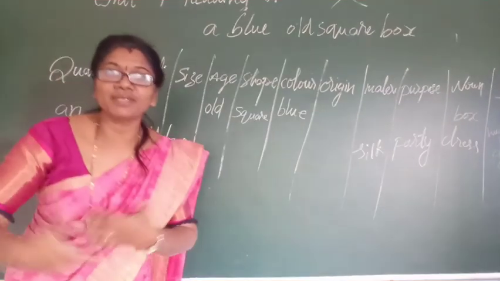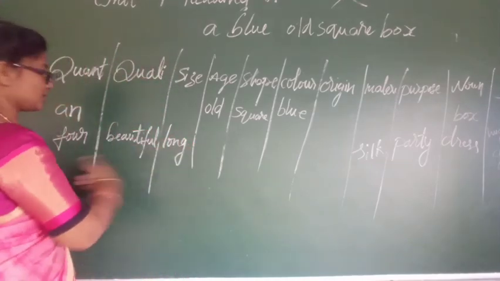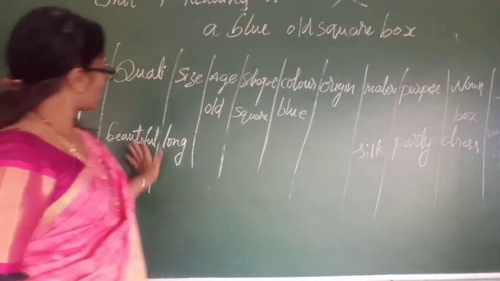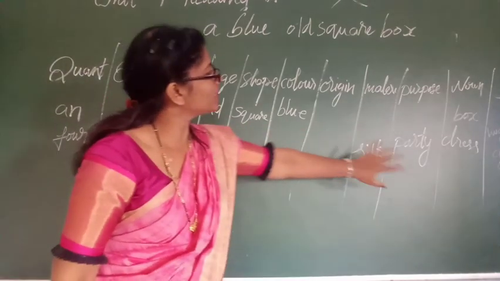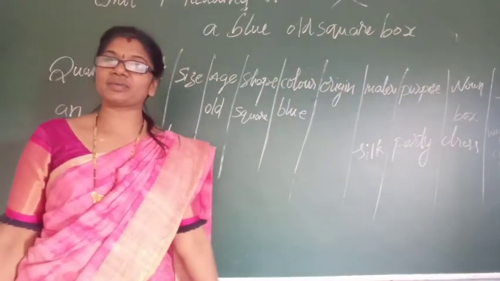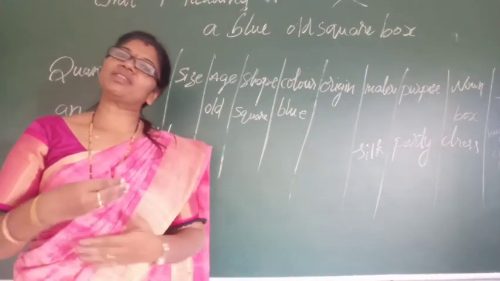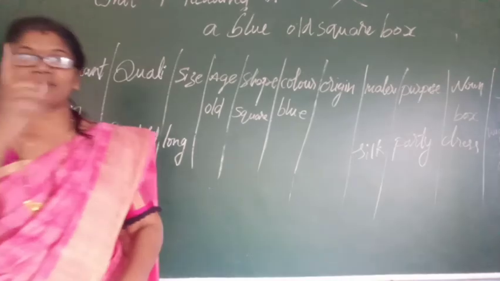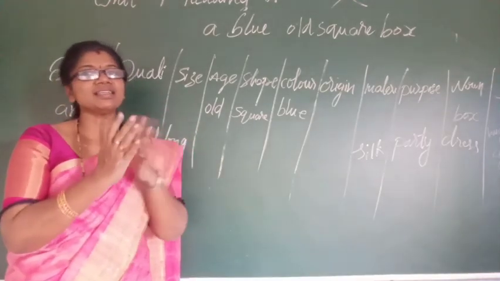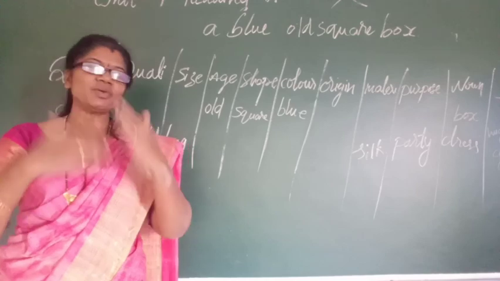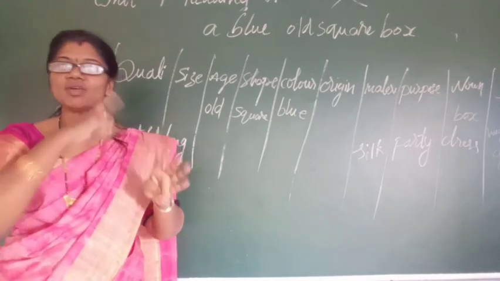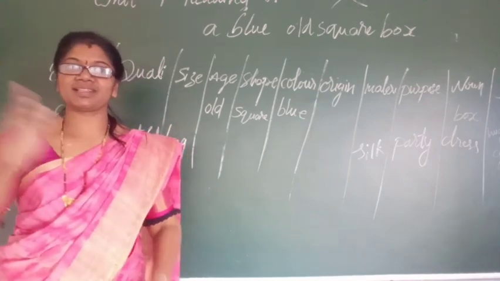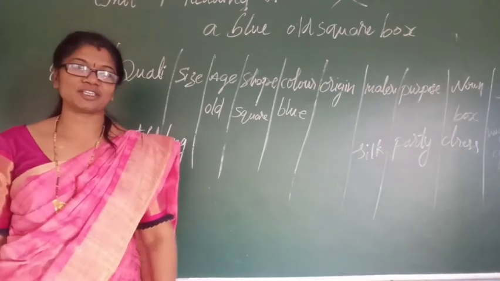Now start with your own examples. You can even describe anyone. You can take one, two, three, up to nine adjectives and do more and more. Come up with your own examples. Children, I hope you have understood, and don't forget the formula QQSASCOMP: quantity, quality, size, age, shape, color, origin, material, purpose. This is the way to remember the order of the adjectives.